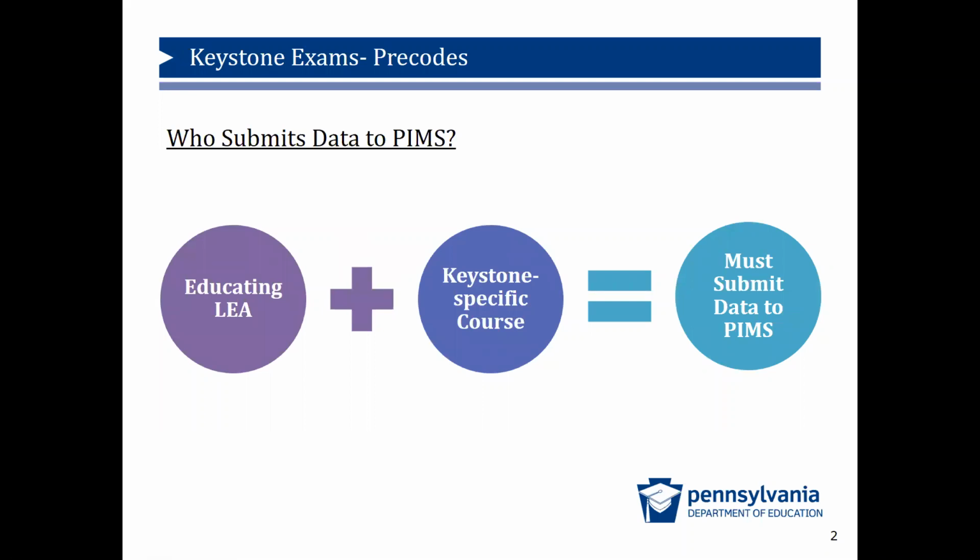Who submits data to PIMS? Any entity that teaches a Keystone-related course must assess the student in algebra, biology, and/or literature with an end-of-course Keystone exam. Keystone courses are designated by the LEA. Designating a course as a Keystone course is a local decision and not mandated by PDE. LEAs should look at the content standards for a Keystone course before designating the course to ensure that students have the requisite knowledge to demonstrate proficiency in the Keystone exam.